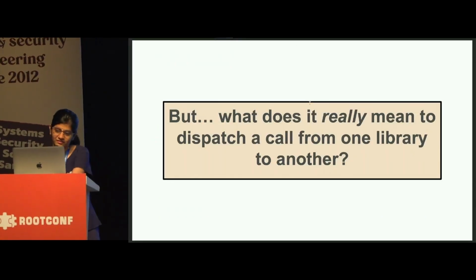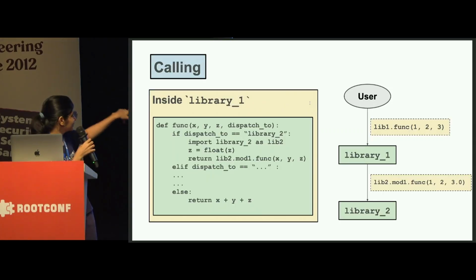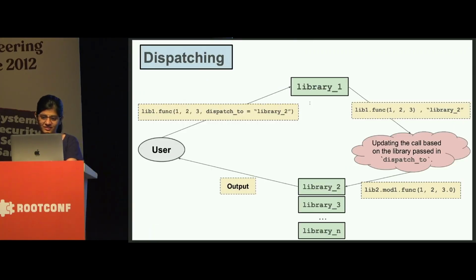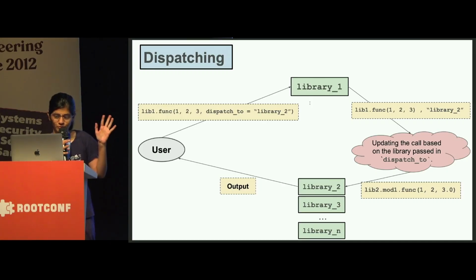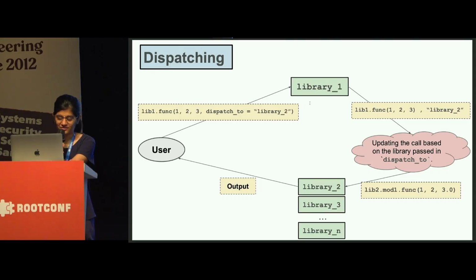And it is not like you are importing a different library B and calling the function in it. You don't add an extra parameter like dispatch to, and if it is equal to library 2, go and find the function in library 2 and call it, and make the parameters suit the API of library 2. It is something like this: the user gives a call to library 1, and then library 1 automatically converts it into something that library 2, or whatever library the user wants to use, can understand, and gives the output accordingly.